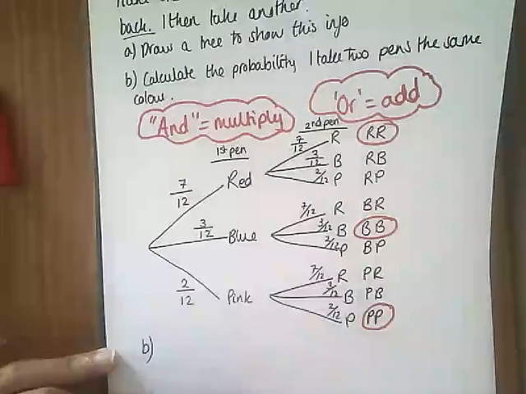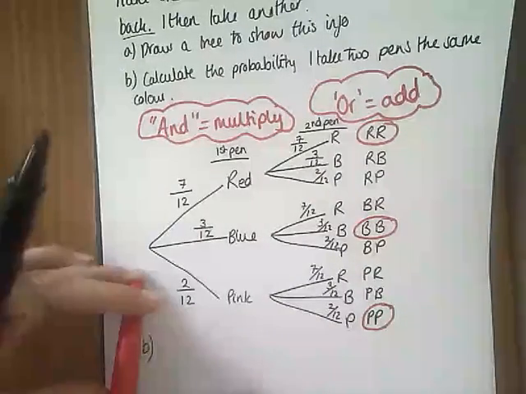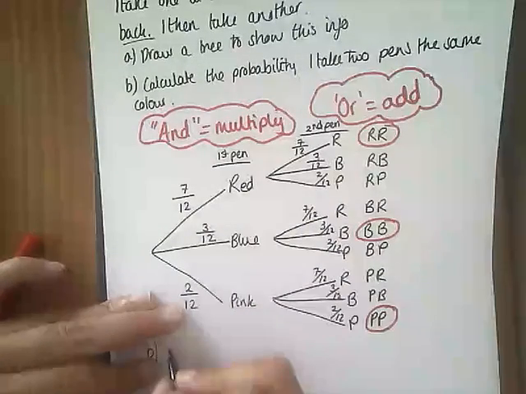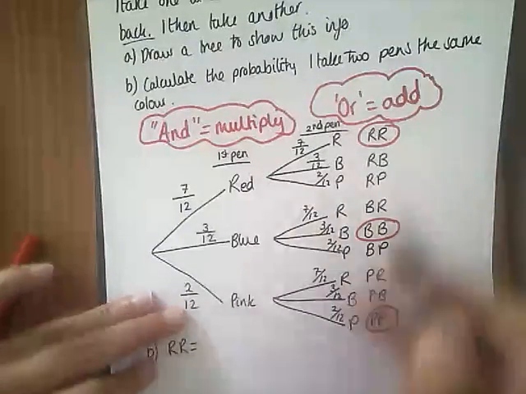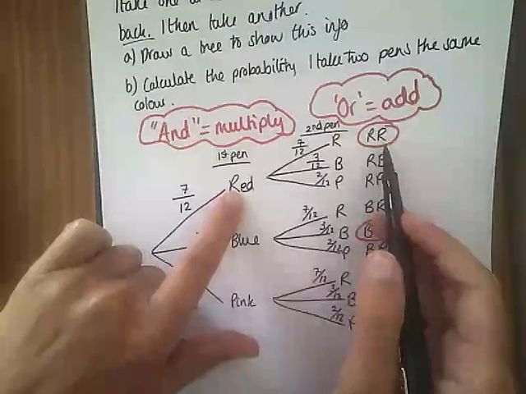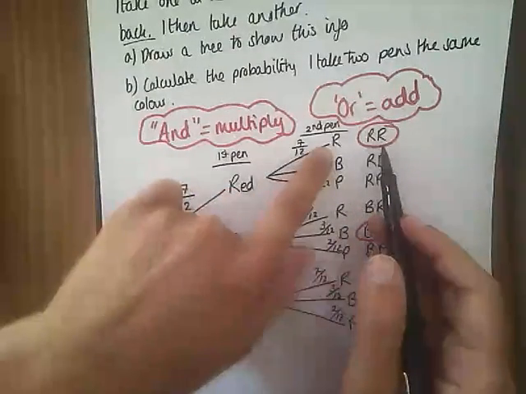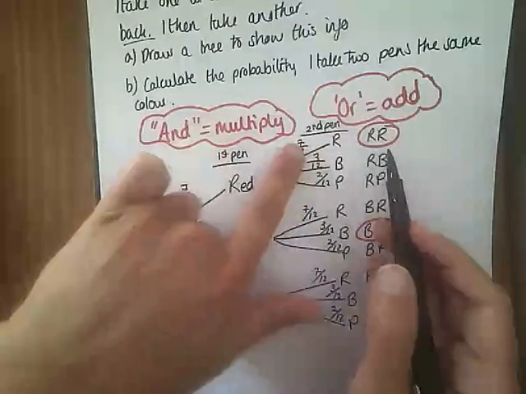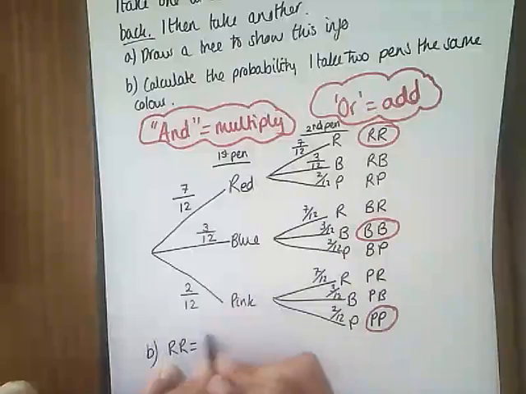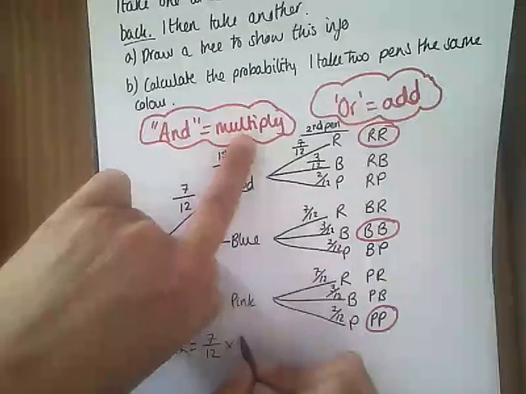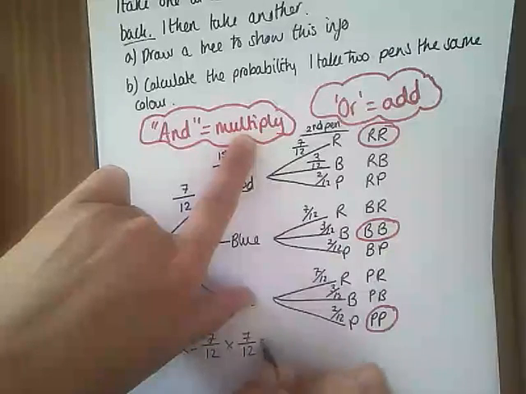Those are my options, okay? Those are 2 pens the same colour. Let's think about a red and a red first of all. In order to have taken 2 red pens, I need to take a red pen first of all, and then another red pen. So I've got to take a red and a red. So a red and a red is going to be 7/12 times 7/12, because it's multiply, it's "and".